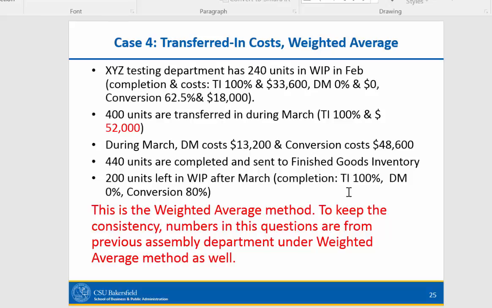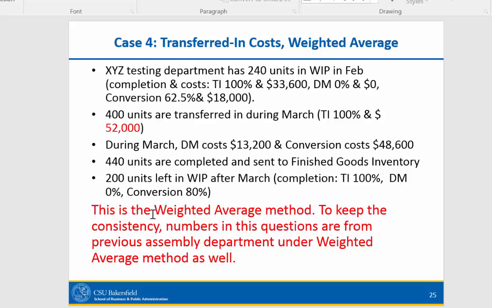Unlike TI and DM, which are more objective, the percentage of completion for conversion is sometimes more subjective and may contain a lot of errors. I'm not going to mention this very much, but you do have one project about these conversion issues, which I'm going to give you a couple of weeks from now.